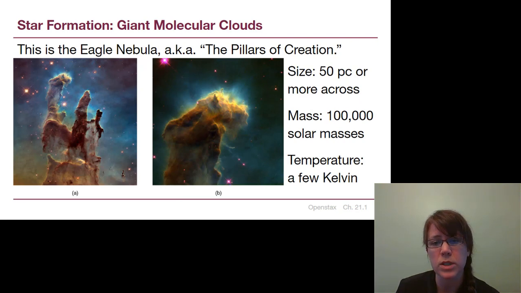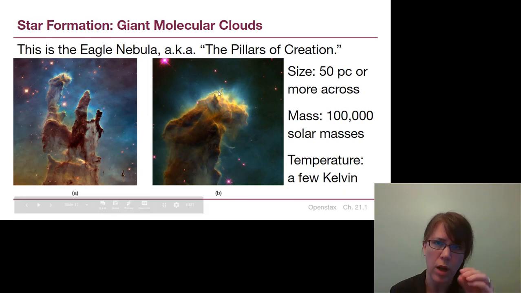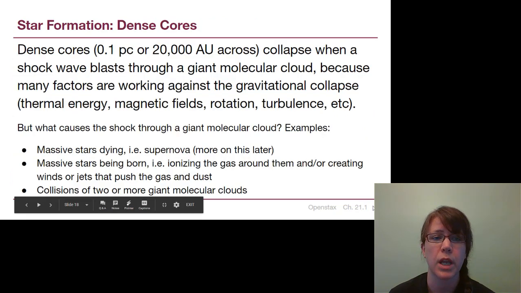So this is now on the order of a solar system-sized area. If we go back one slide and we look deeper at this part, picture B here, you can see some of these things have kind of globbed off into little blobs. Each one of those is going to form a star, and that's what we're talking about when we talk about these dense cores.